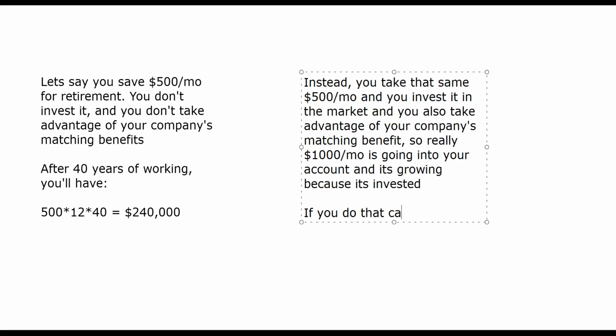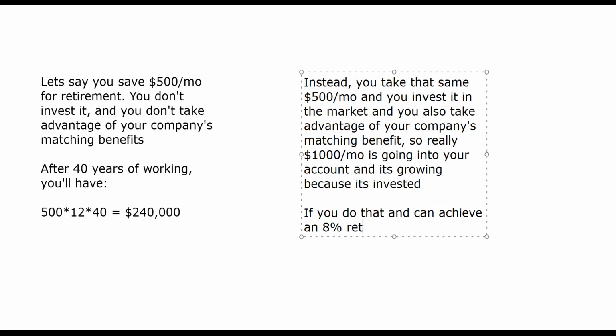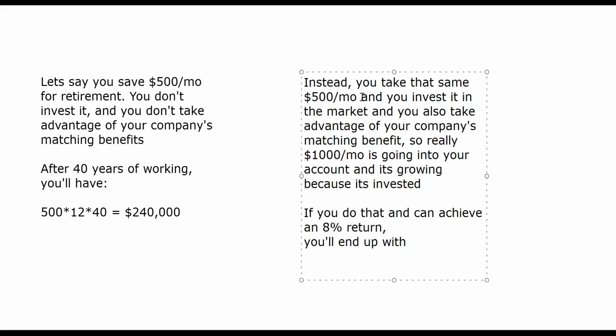So really, $1,000 per month is going into your account and it's growing because it's invested. If you do that and can achieve an 8% return every year, whatever you started with at the beginning of the year, you're going to have 8% more than that at the end of the year. If you can get an 8% return on that money, you'll end up with, oh my goodness, $3,491,048.25. Wow. That's a lot more money.